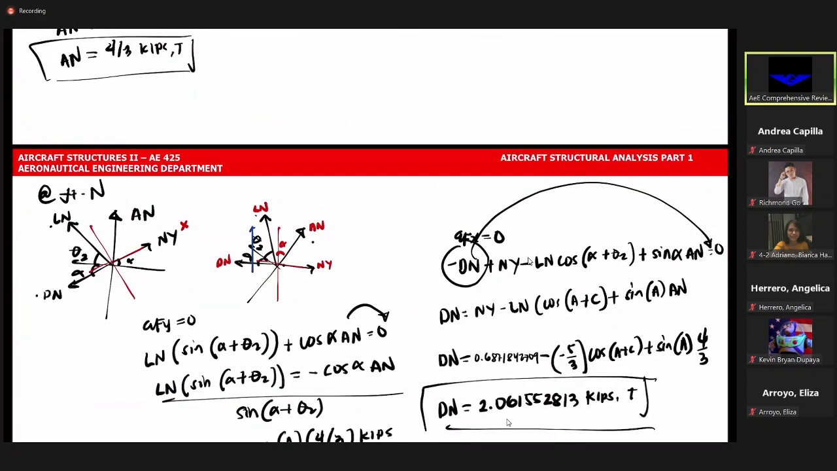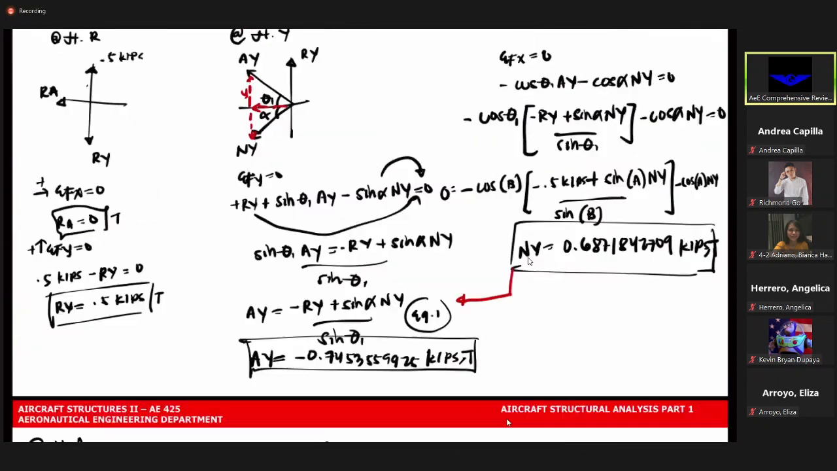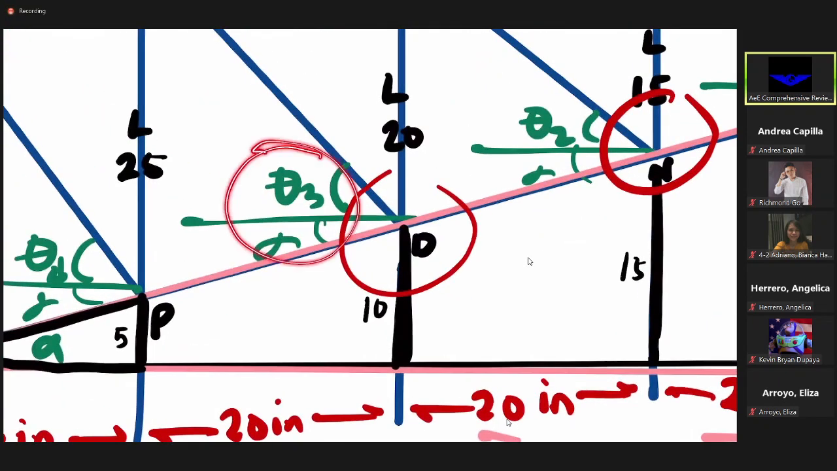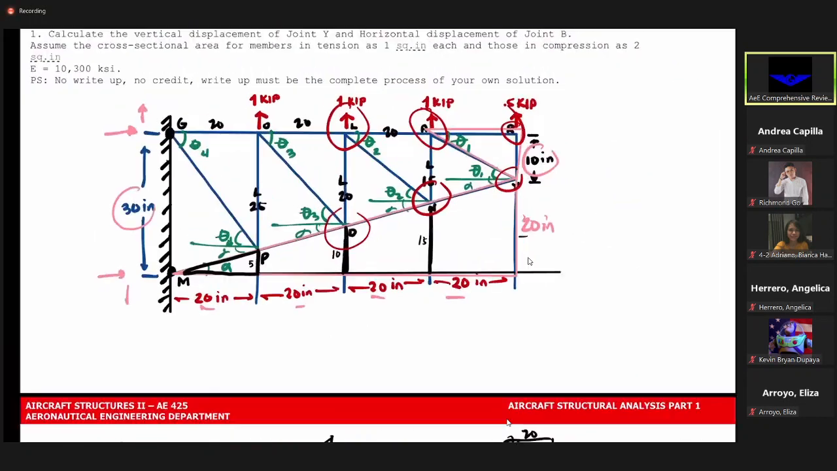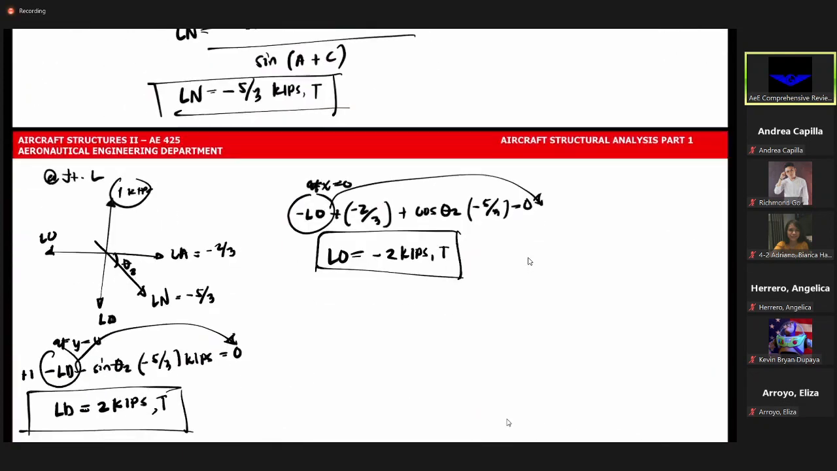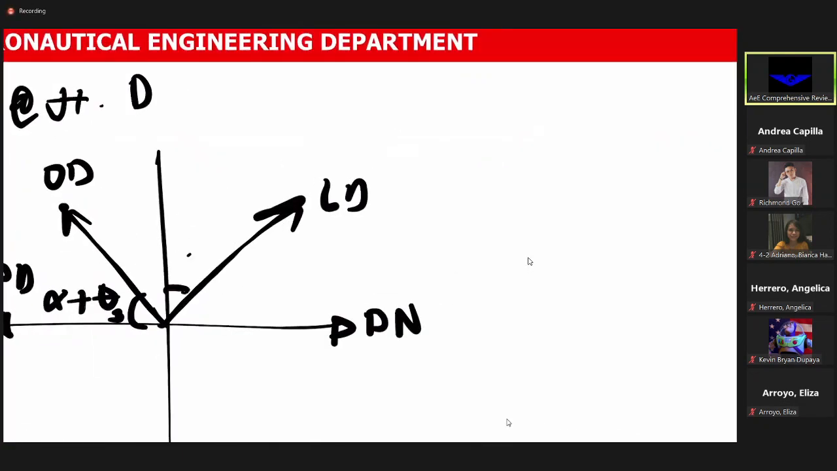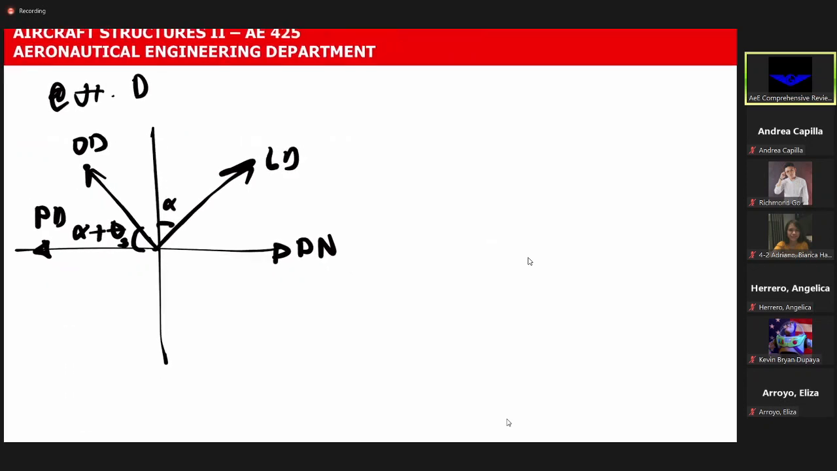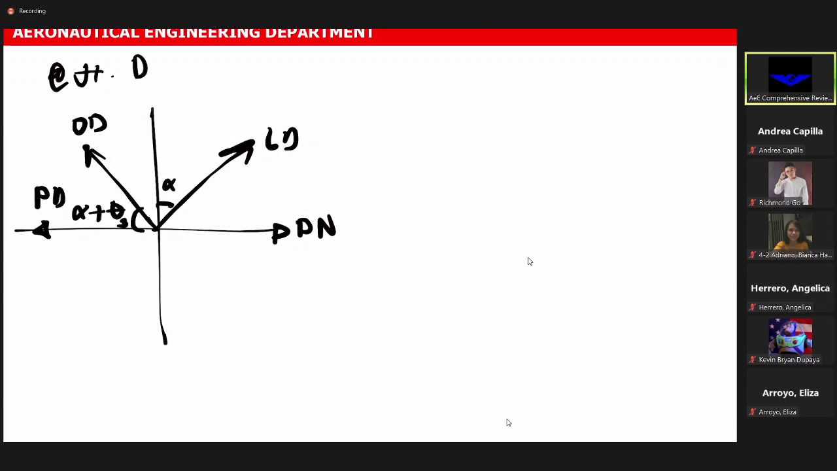Ayan, no? Kasi theta sub 2 tong is yung N natin. Pagdating dito, ayan, nakita nyo? Ito. So that is alpha plus theta sub 3. Okay? And then, syempre, ito is alpha. Kasi nga, nag-rotate ka, no, ng alpha degrees. So yun, pwede na tayong mag-summation forces Y to get the OD or summation forces X to get the PD.